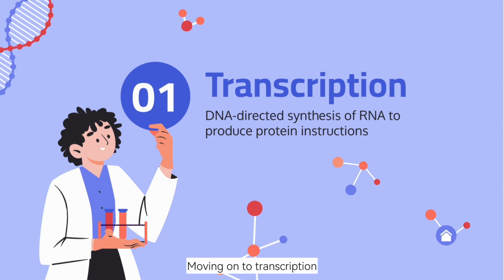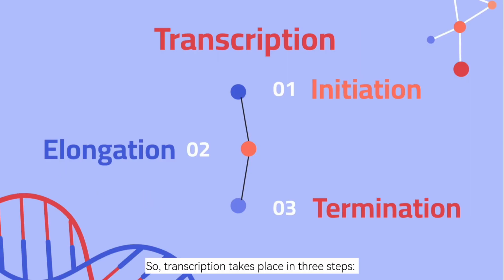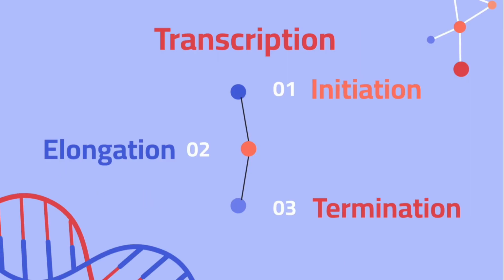Moving on to transcription, the DNA double-stranded helix is converted to a single-stranded mRNA, which consists of instructions for protein synthesis. This is the main enzyme, RNA polymerase, which is involved in transcription. Transcription takes place in 3 steps: initiation, elongation, and termination.